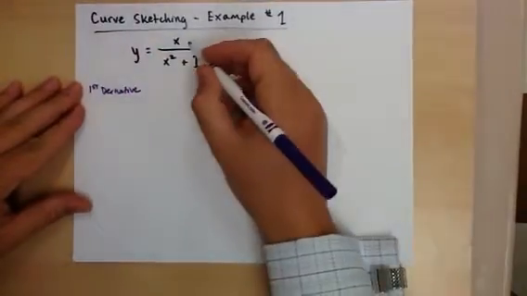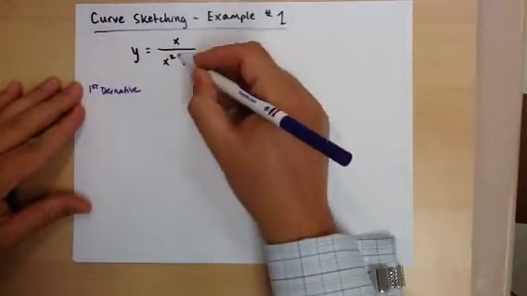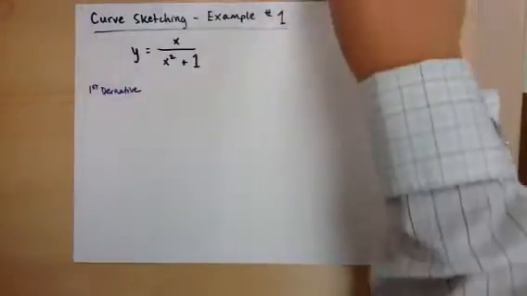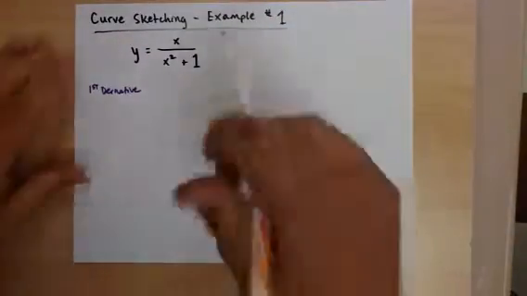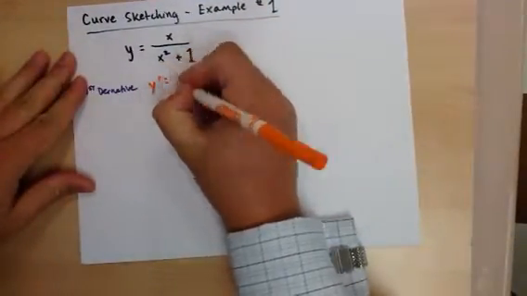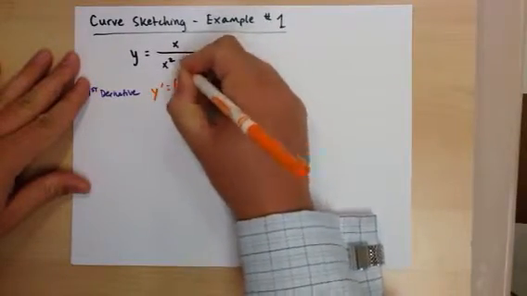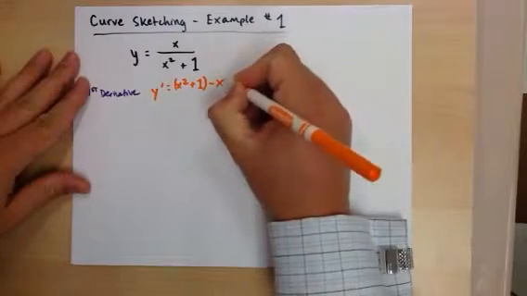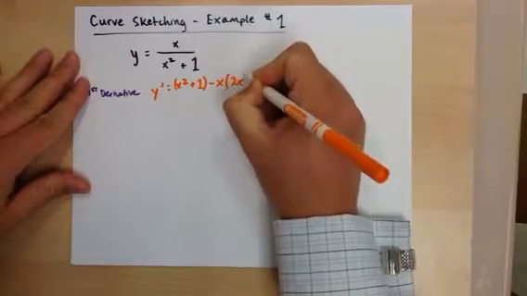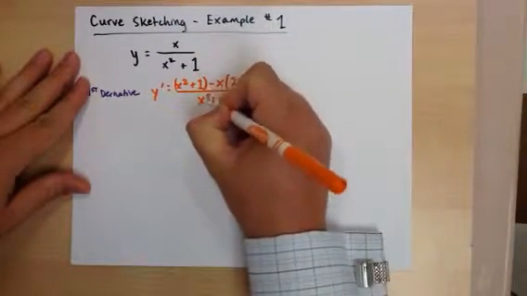And so a lot of times we look to rewrite the function. In this case, that's not really going to be helpful. So I'm just going to do a quotient rule. So y prime equals bottom term times the derivative of the top, which is 1, minus the top term times the derivative of the bottom over that bottom term squared.